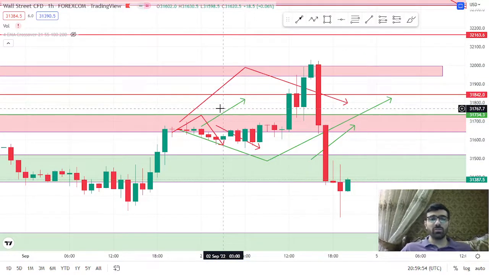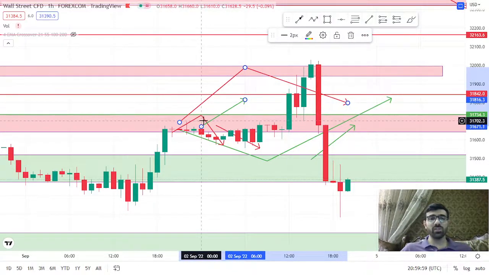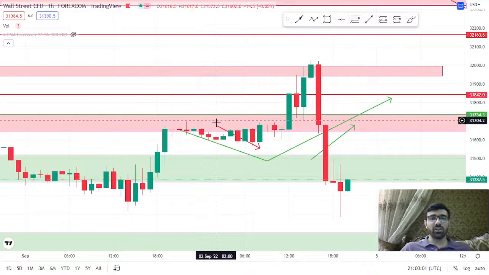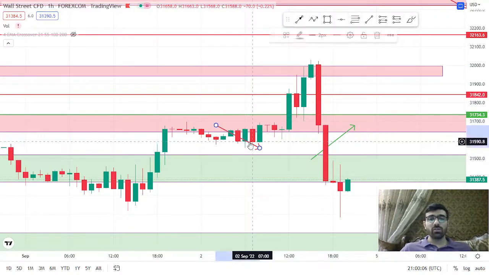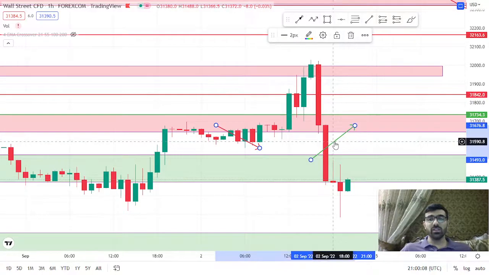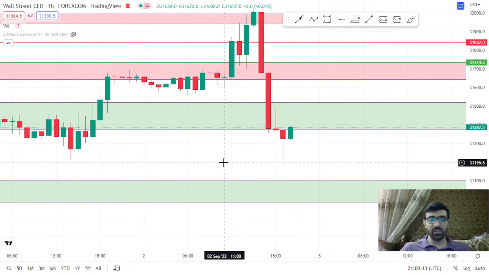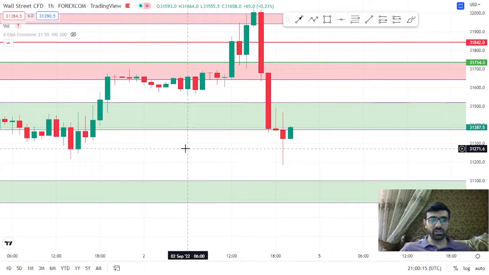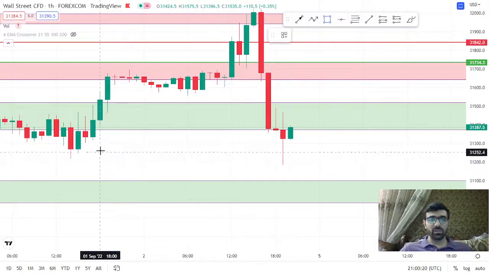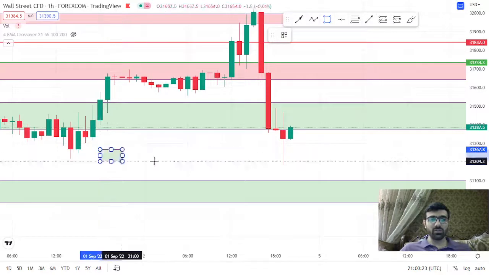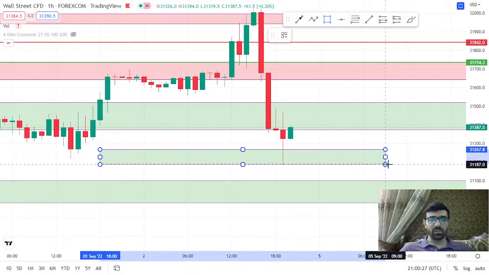Okay, let me remove the previous scenarios and mark new scenarios for you guys, so you guys can have a good trading day tomorrow as well. Okay, so as you guys can clearly see, our given areas are being tested and respected. So as you guys can see, this area was tested now. Okay, so let me mark this area as an area of interest as well.